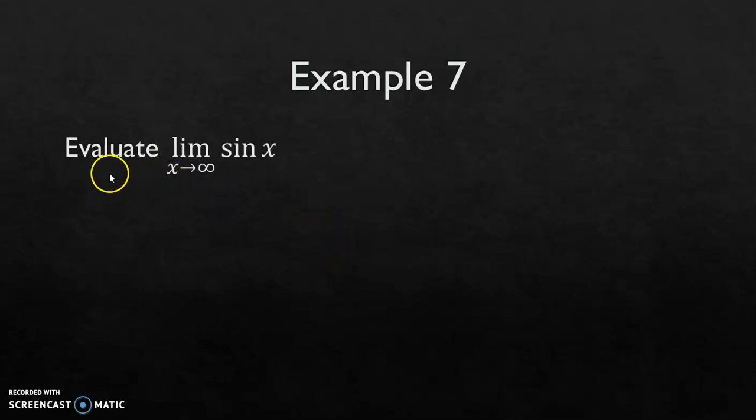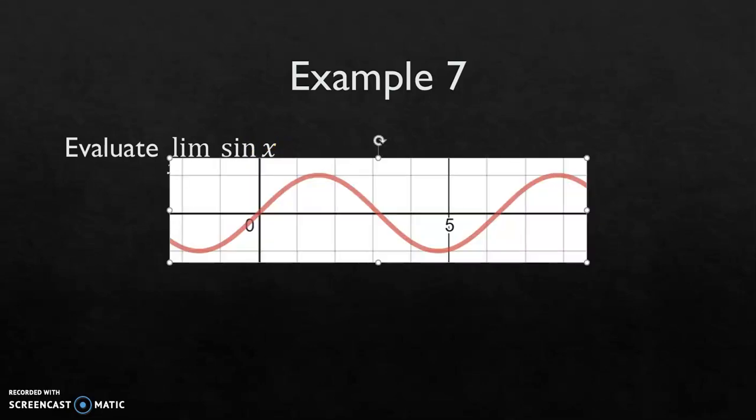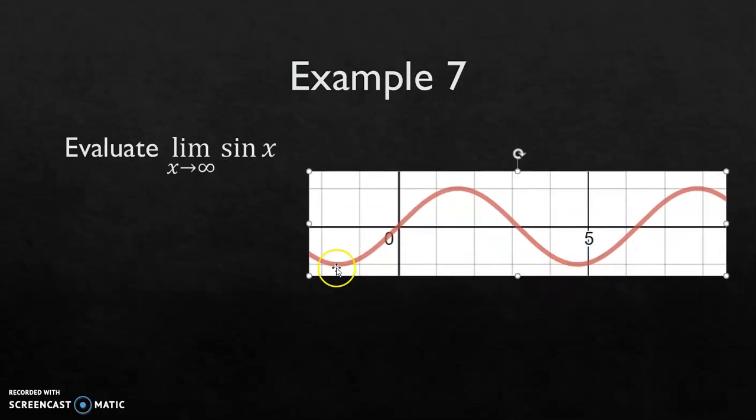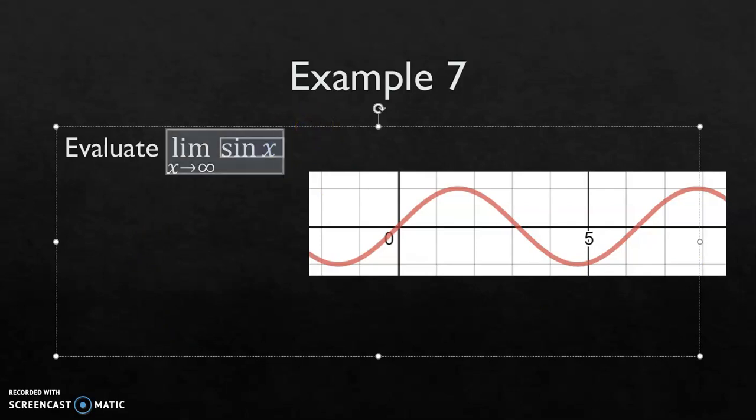Okay, in example 7, they ask us to evaluate the limit as x approaches infinity of the sine of x. This is much easier if you look at a graph of what the sine of x is doing. So I'm going to put a graph on here of that. And notice what's happening with the graph of sine. It goes to +1, then it goes to -1, then it goes to +1, then -1. As you keep going to the right, it's always just going to be bouncing between those two values. So this limit does not exist, because it's always bouncing between +1 and -1. So this is DNE, does not exist.